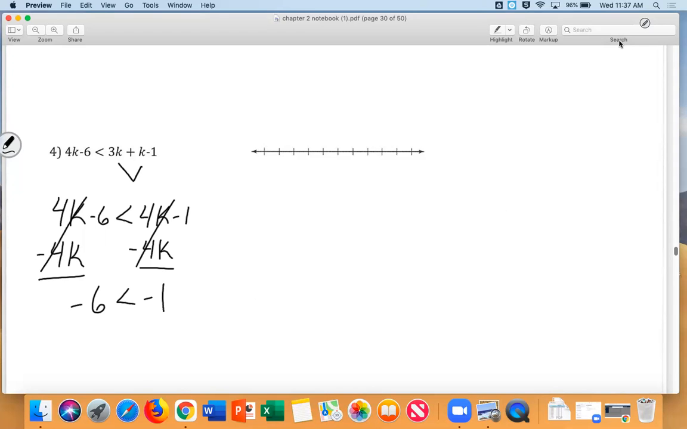Now, Mike, the only thing you have to answer is this. Is -6 less than -1? Yes. Oh, wait, no. No, you were right. Stick with your guns. That's true. That's an infinite solution. So we're going to highlight this whole number line.